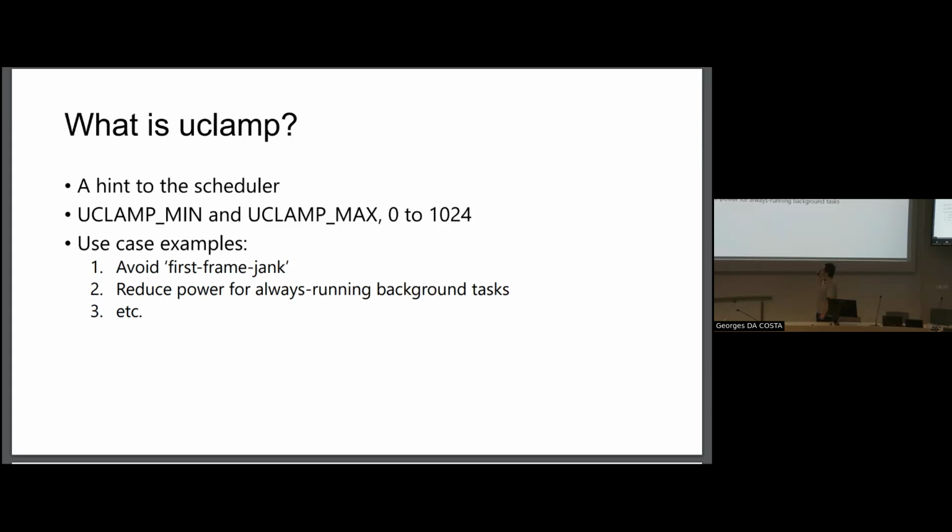Another use case is, for example, an always running background task. If you don't give it any hint, it will inevitably drive the utilization to the maximum and will choose the highest OPP on the CPU. And sometimes we don't want this. It's always running, yes, but it doesn't mean we want the maximum performance for that. We can give it a Uclamp max value to say, okay, just give me this performance, and you don't need to give me more.